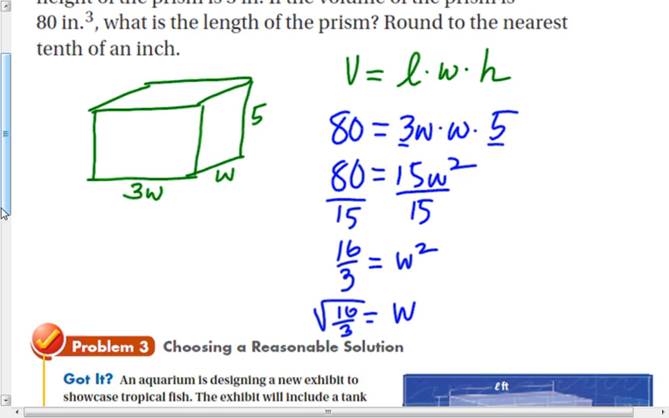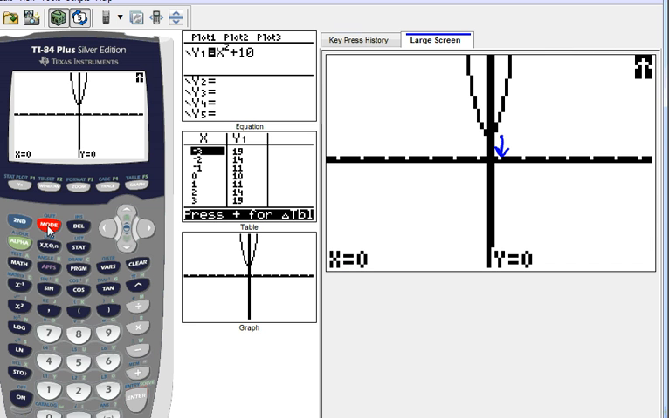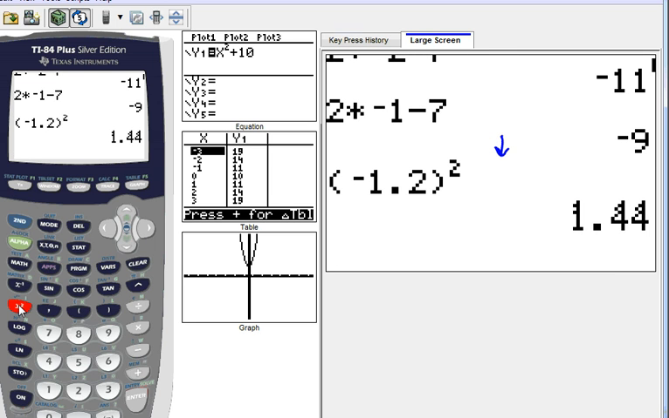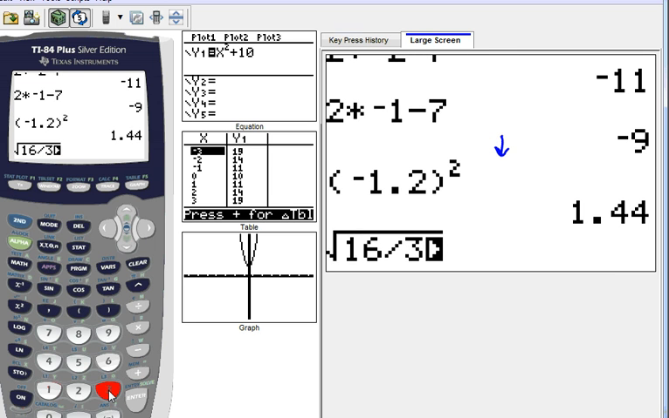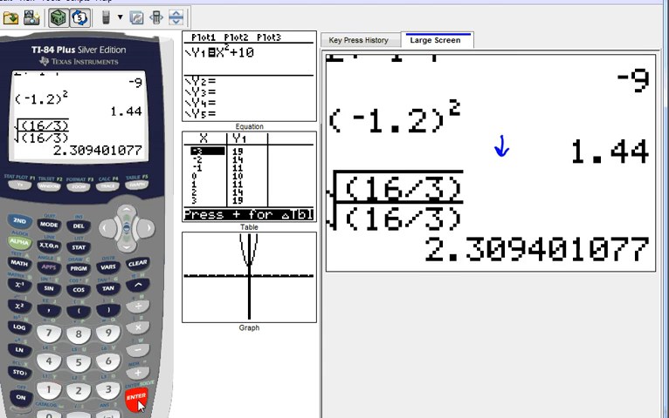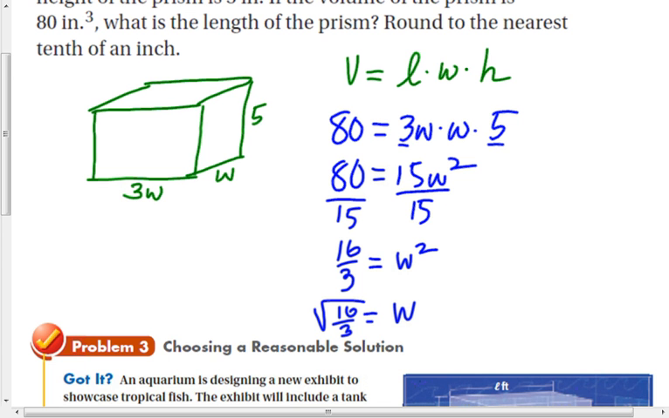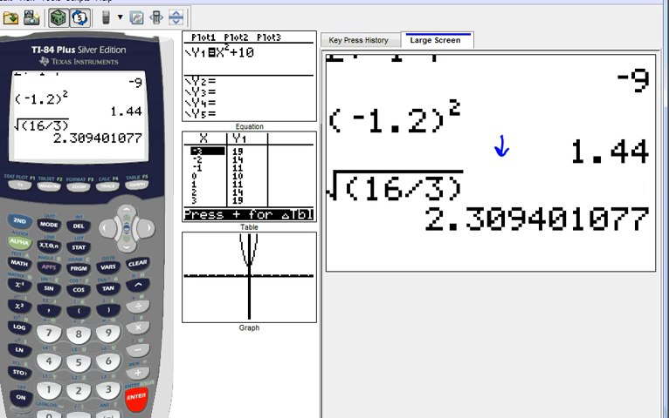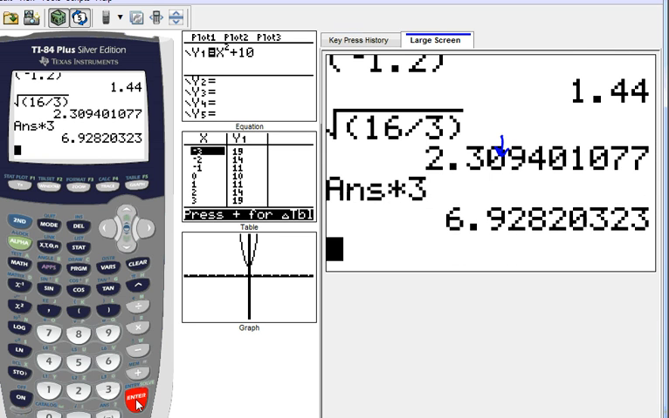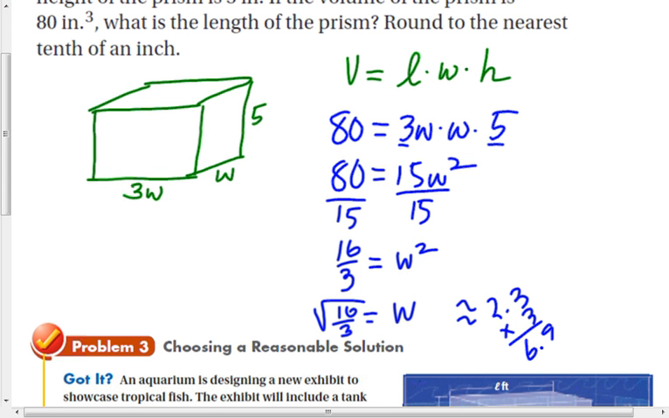And at this point, I'm going to have to approximate that on my calculator. So I'm going to do square root of 16 divided by 3. Enter, about 2.3. W is approximately 2.3. All right. We want to know the length, so I've got to multiply that by 3, which gives me about 6.9. Let's just check that on the calculator to make sure. So rounding to the nearest tenth, 6.9 is the correct answer. All right, you try that. I'll check back with you.